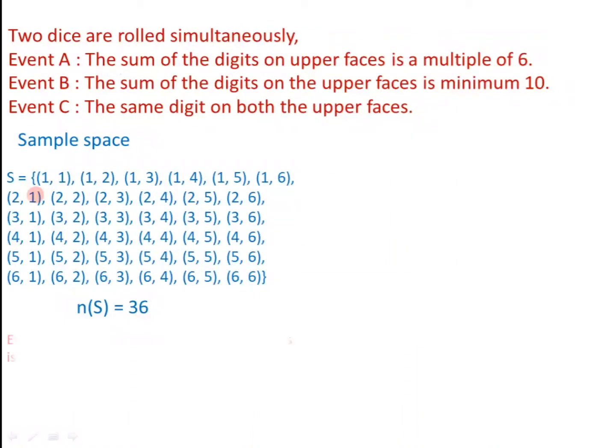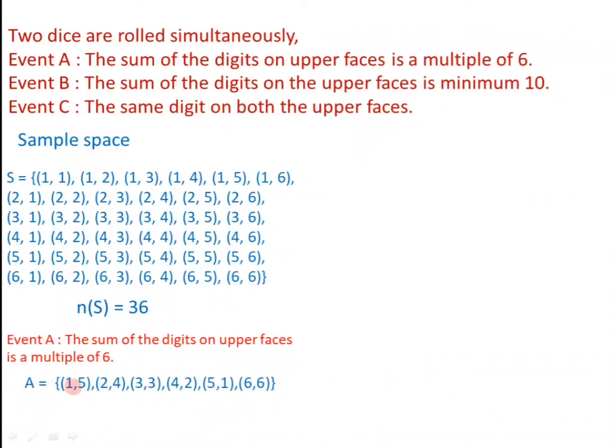I'll consider event A, which is the sum of digits on upper faces is a multiple of 6. So these are the pairs of numbers that we get when 2 dice are rolled. We have to find out those possibilities for which the sum of digits on upper faces is a multiple of 6. We'll name that set as A. Now if we observe all these sample points, we have the first number, that is 1, 5. If we add these two, 1 plus 5, that's 6, and 6 is a multiple of 6. That's why we have taken the first point 1, 5.